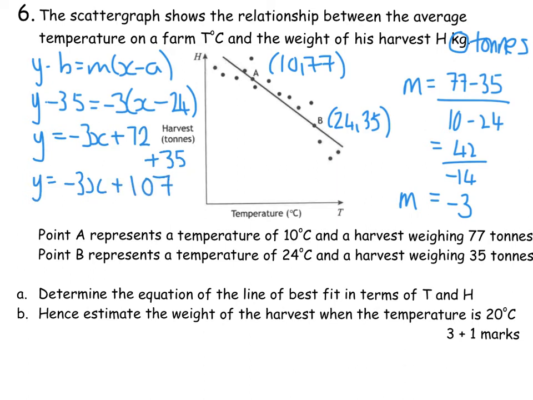But I'm not finished because the question wanted it in terms of t and h. So your y-axis has become h for harvest. X has become t for temperature. So this is our formula.